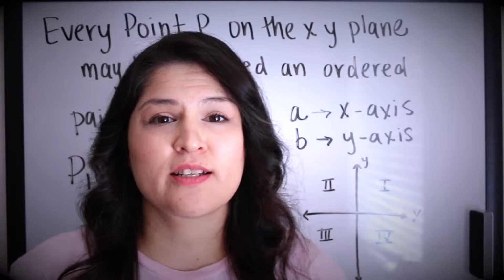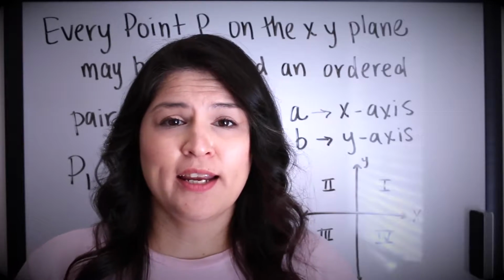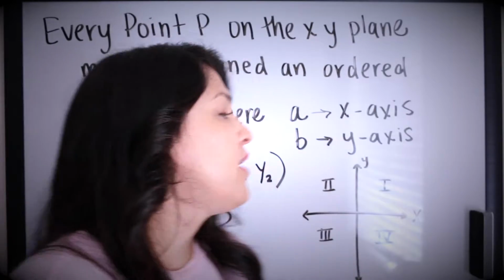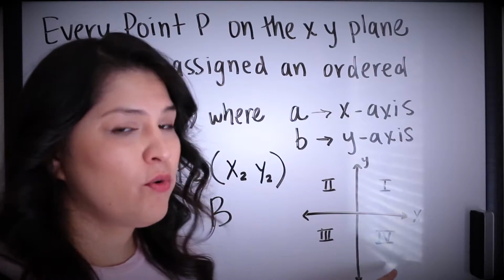Today we're going to talk about the distance formula. Now let's recall that the coordinate system consists of a horizontal line known as the x-axis that intercepts at 0. Now, our plane consists of 4 quadrants, 1, 2, 3, and 4.